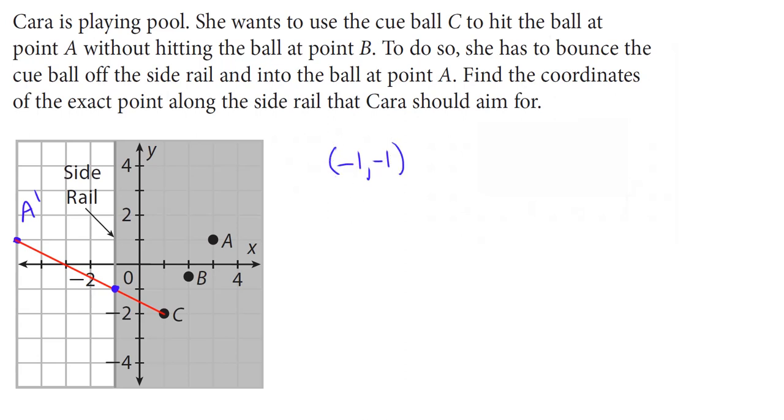All right, I hope this lesson helped you to understand reflecting figures on a coordinate plane.